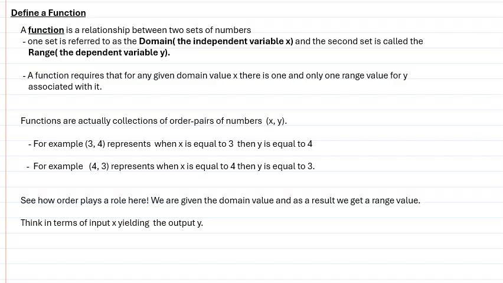A function is a relation between two sets of numbers. So a bunch of ordered pairs. One set is referred to as the domain, the independent variable x. I like to say input, domain, input. Domain is what you control. You input, you decide what drink you want. That's the domain. The range, the second set of numbers, the dependent variable y, is what you end up getting.